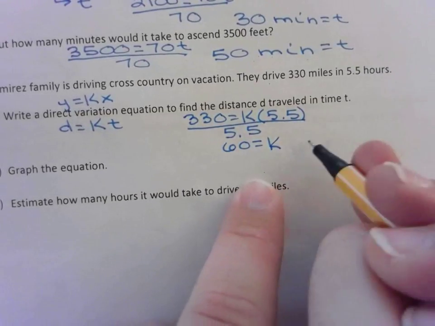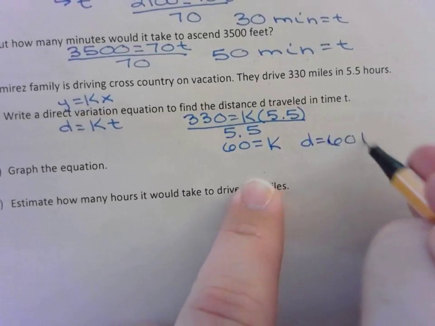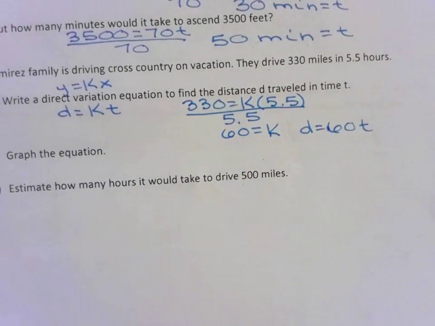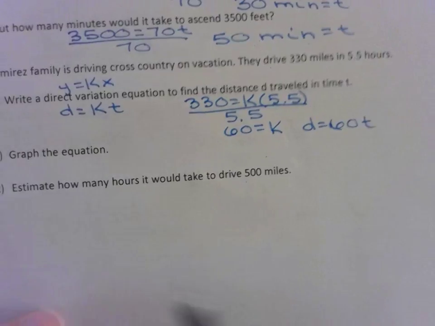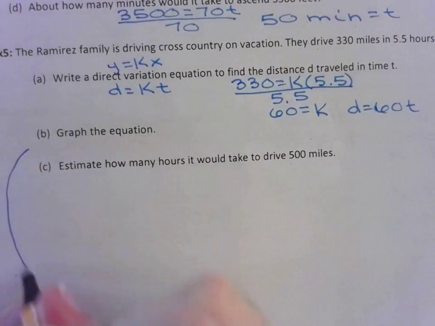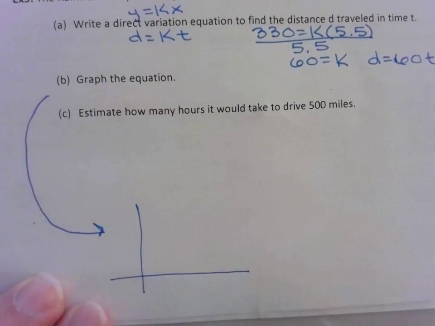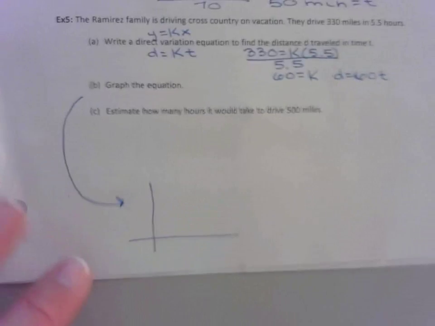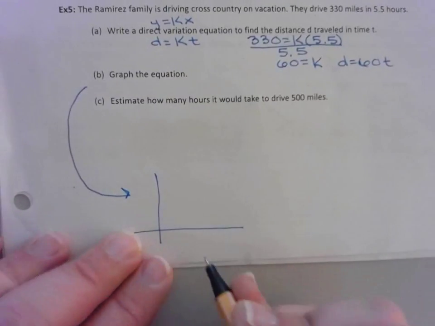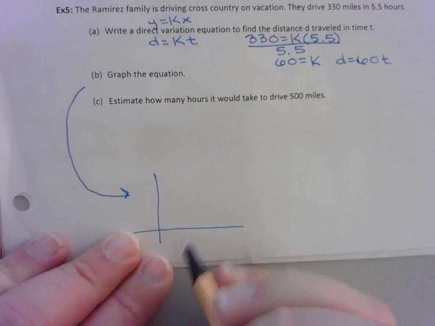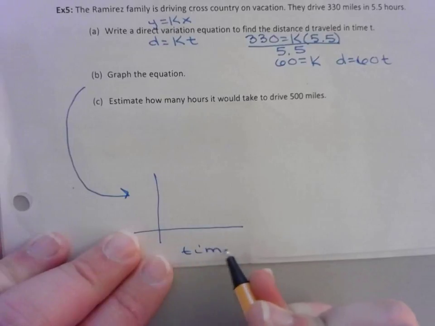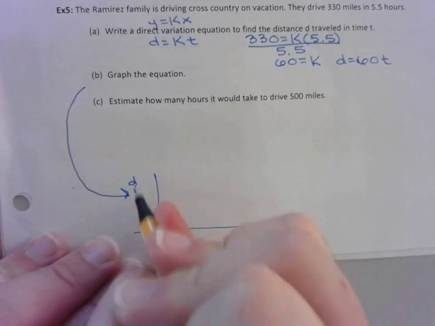So my actual equation is D equals 60T. Okay. Same idea, just with different variables. Next part, I want to graph the equation. We can graph it down here. If I want to graph the equation, okay, my x-axis will be what? Time. The y-axis will be distance, just like the last one.